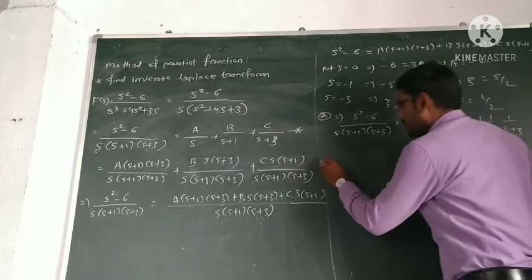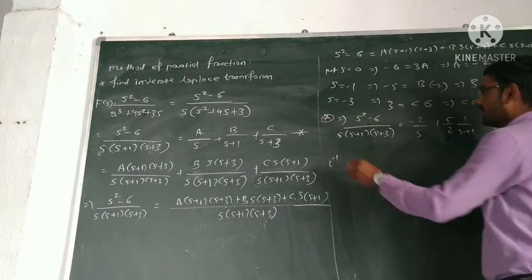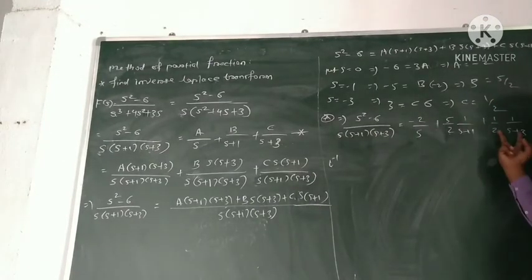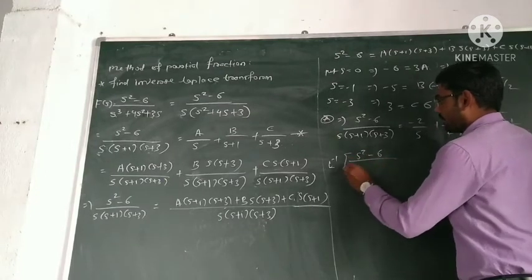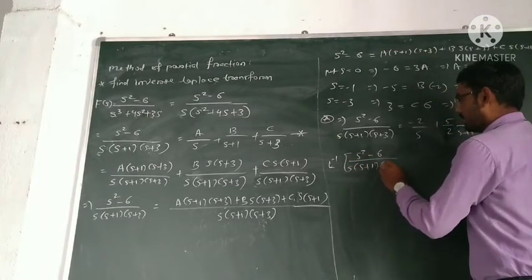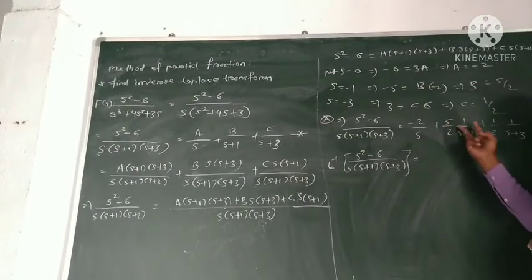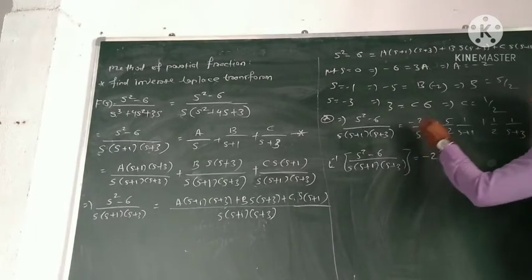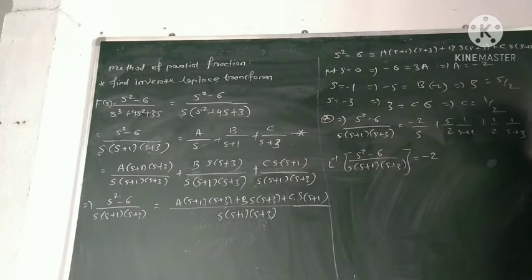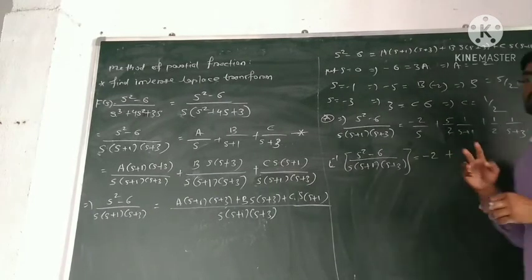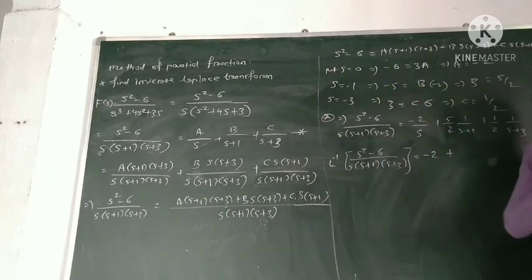So the inverse Laplace transform of s square minus 6 upon s into s plus 1 into s plus 3 is equal to the inverse Laplace transform of this plus this plus this. So minus 2 times the inverse Laplace transform of 1 by s. What is the inverse Laplace transform of 1 by s? It is 1. So minus 2. Because we know the Laplace transform of 1 is 1 by s, so the inverse Laplace transform of 1 by s is 1.